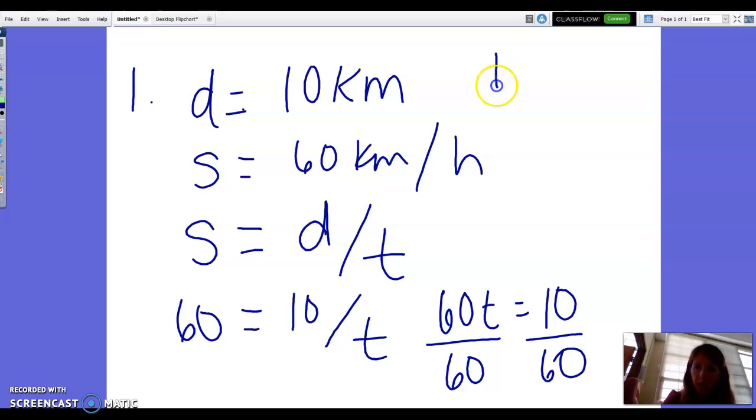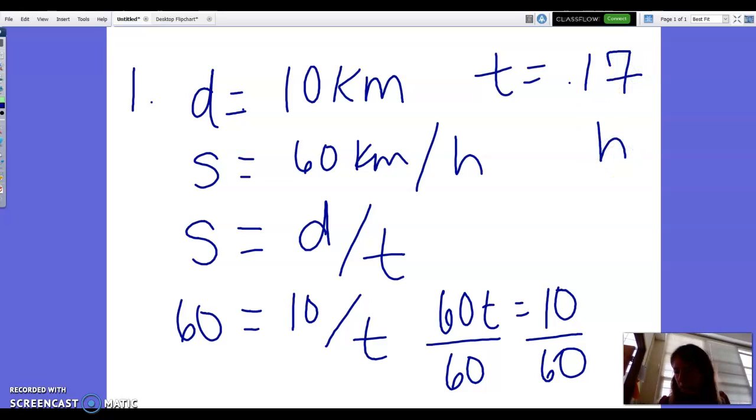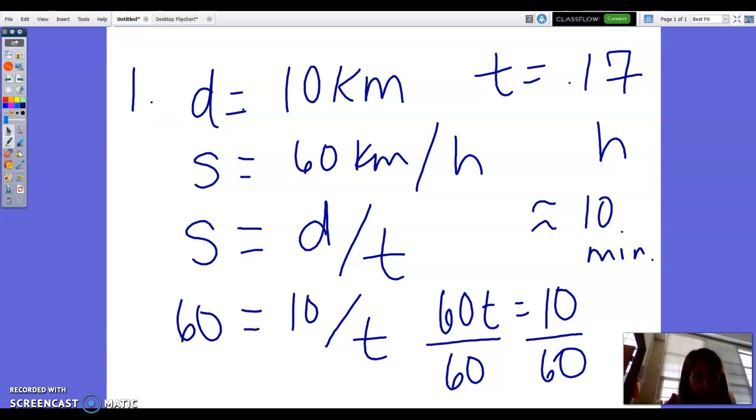And time is 0.17, I'm going to round up, hours. Which is roughly about 10 minutes. So yes, you should be a little concerned that the storm is 10 minutes away. Okay, I want to go back to the second problem.